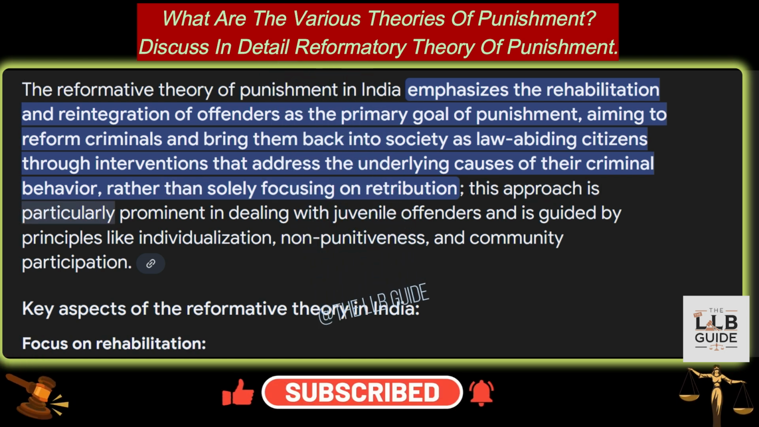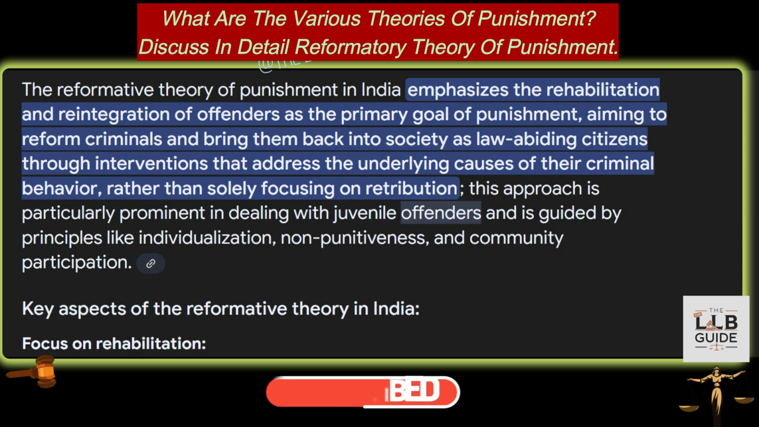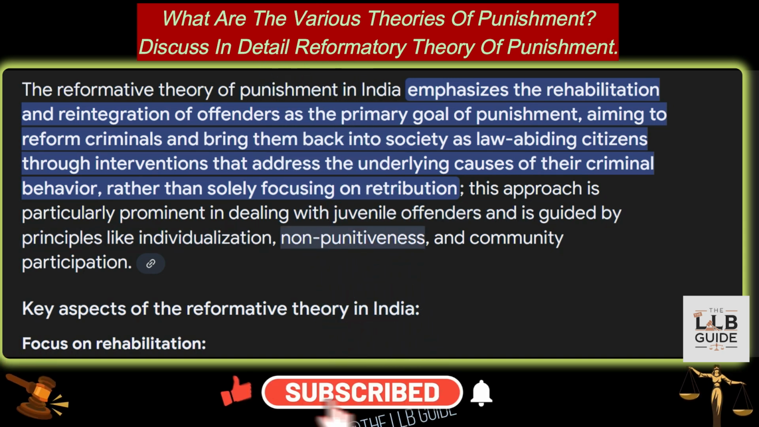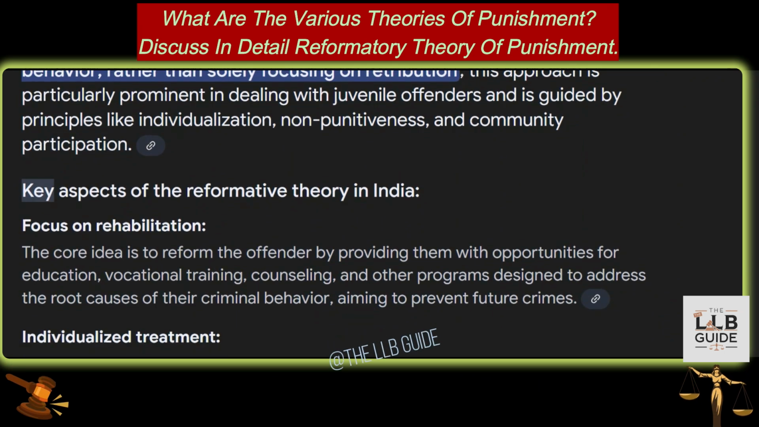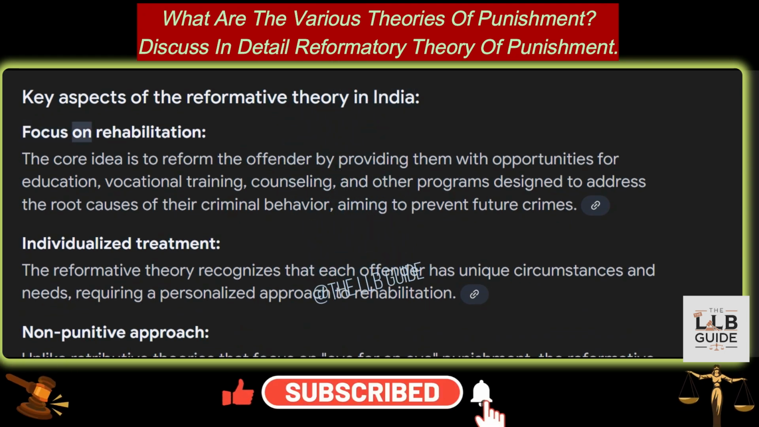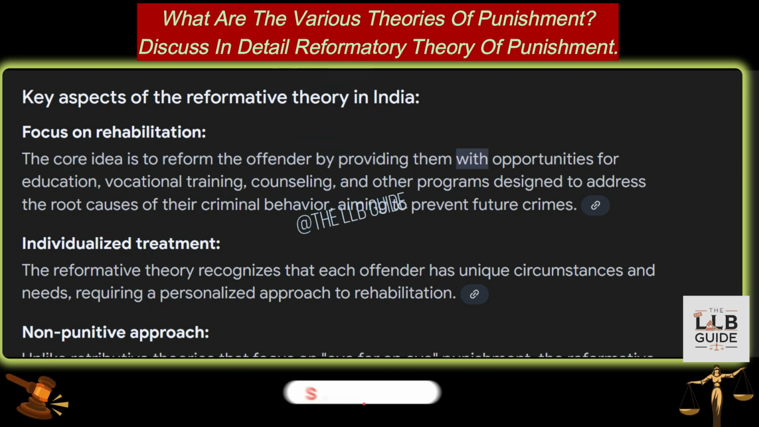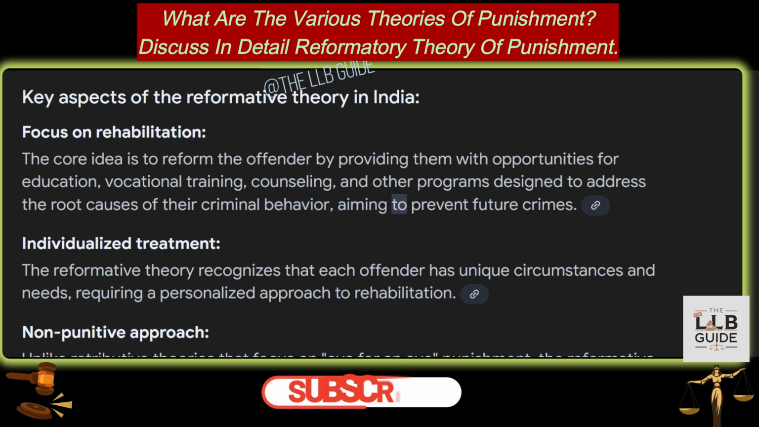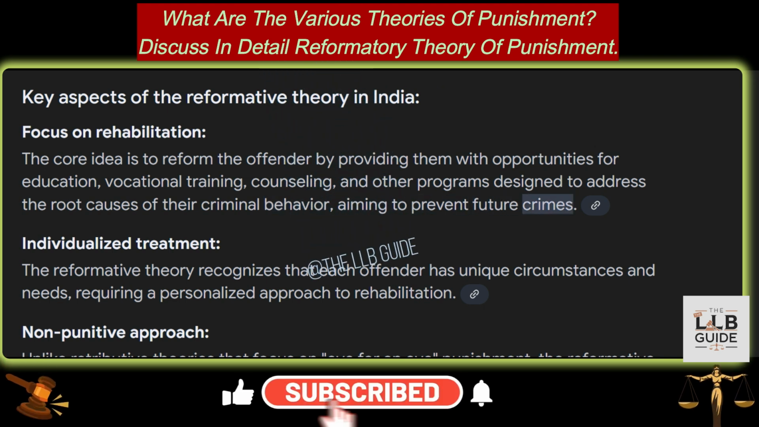This approach is particularly prominent in dealing with juvenile offenders and is guided by principles like individualization, non-punitiveness, and community participation. Key aspects of the reformative theory in India. 1. Focus on rehabilitation. The core idea is to reform the offender by providing them with opportunities for education, vocational training, counseling, and other programs designed to address the root causes of their criminal behavior, aiming to prevent future crimes.